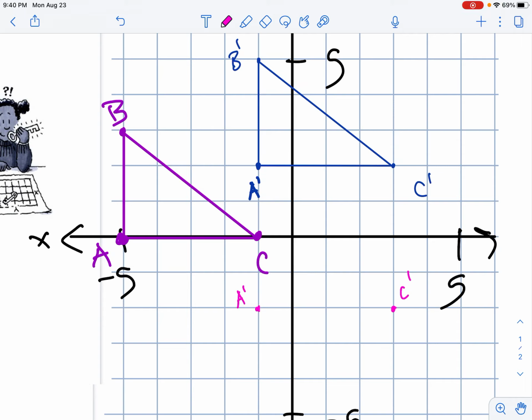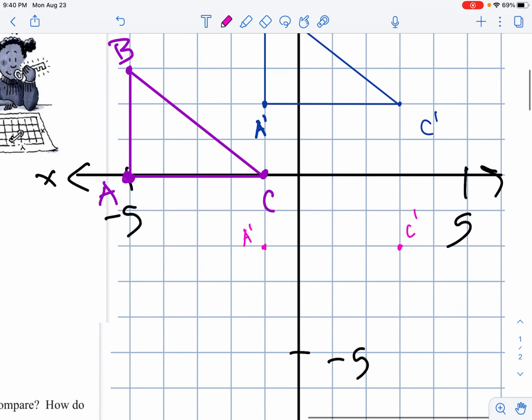And then B prime, you can think, oh, well, it's going to be 3 past A prime, or you can think just how far is it from the line of reflection. 1, 2, 3, 4, 5. So you count 1, 2, 3, 4, 5 past it, and that'll give you B double prime right there. And so that's what it looks like after the line of reflection. And we'll adjust it just a little bit here.